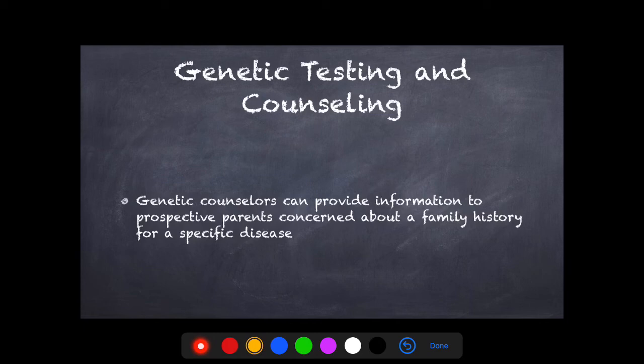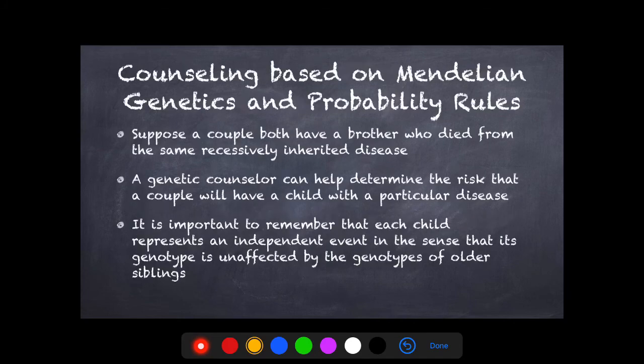Now, there are genetic testing and counseling that you can have. The genetic counselors are pretty awesome people who help you to understand what are the chances that maybe your child could have a certain disease, or what are the risk factors, basically by studying your family history for a specific disease. So for example, if you have a couple that has a brother who died from the same recessively inherited disease, a genetic counselor can actually determine what are the chances that that couple's child is going to have that particular disease that their brother passed from.